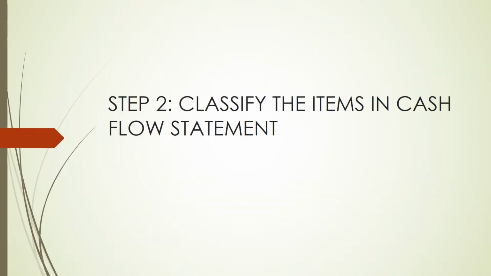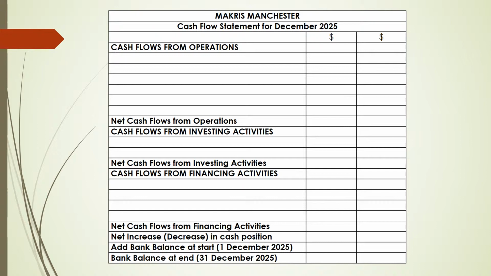Now that we have worked out the GST, the next step is to classify the items in the cash flow statement. The best way to prepare the cash flow statement is to work from the bottom up. So we start off with the financing activities section because only 4 items can be reported here, and they are capital contributions, drawings, loan from bank, and principal loan repayment to the bank.